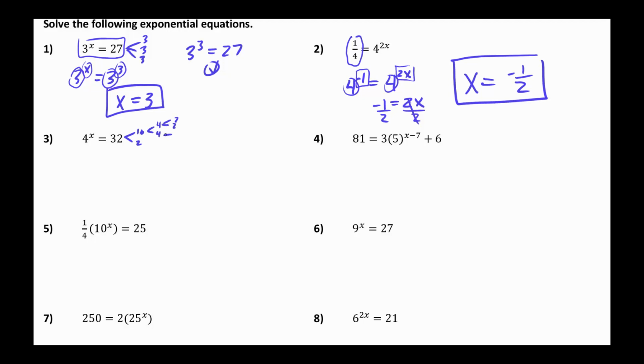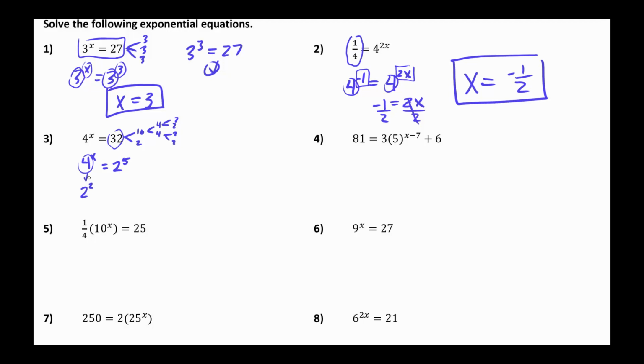I got a bunch of 2's. I can rewrite 32 as 2 to the 5th power. Well, that still doesn't help me, because I have 4 to the x power and 2 to the 5th power. So what should I do? Well, 4 actually is a perfect number, just like 32 is kind of a perfect number right up here. 4 can be rewritten as 2 squared.